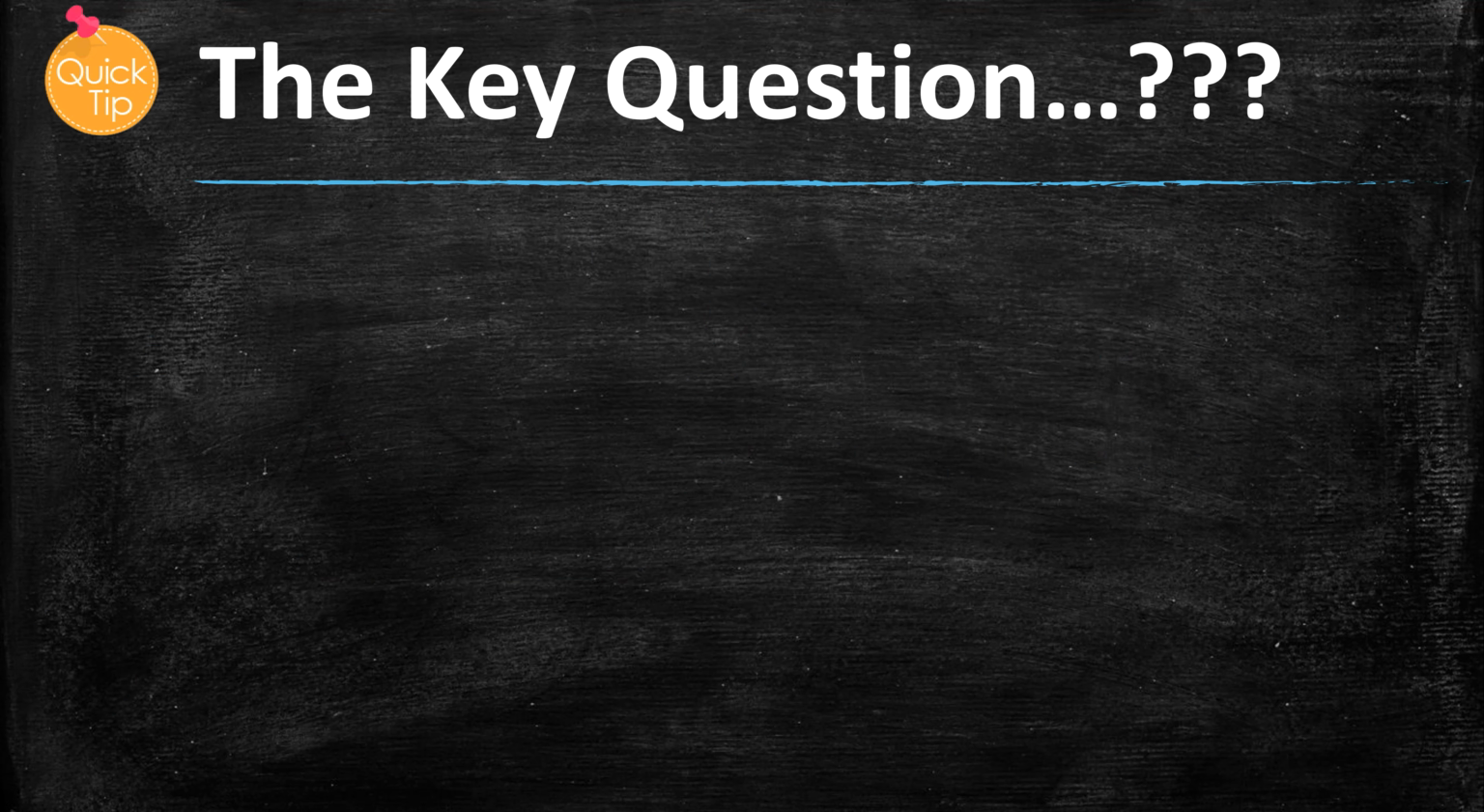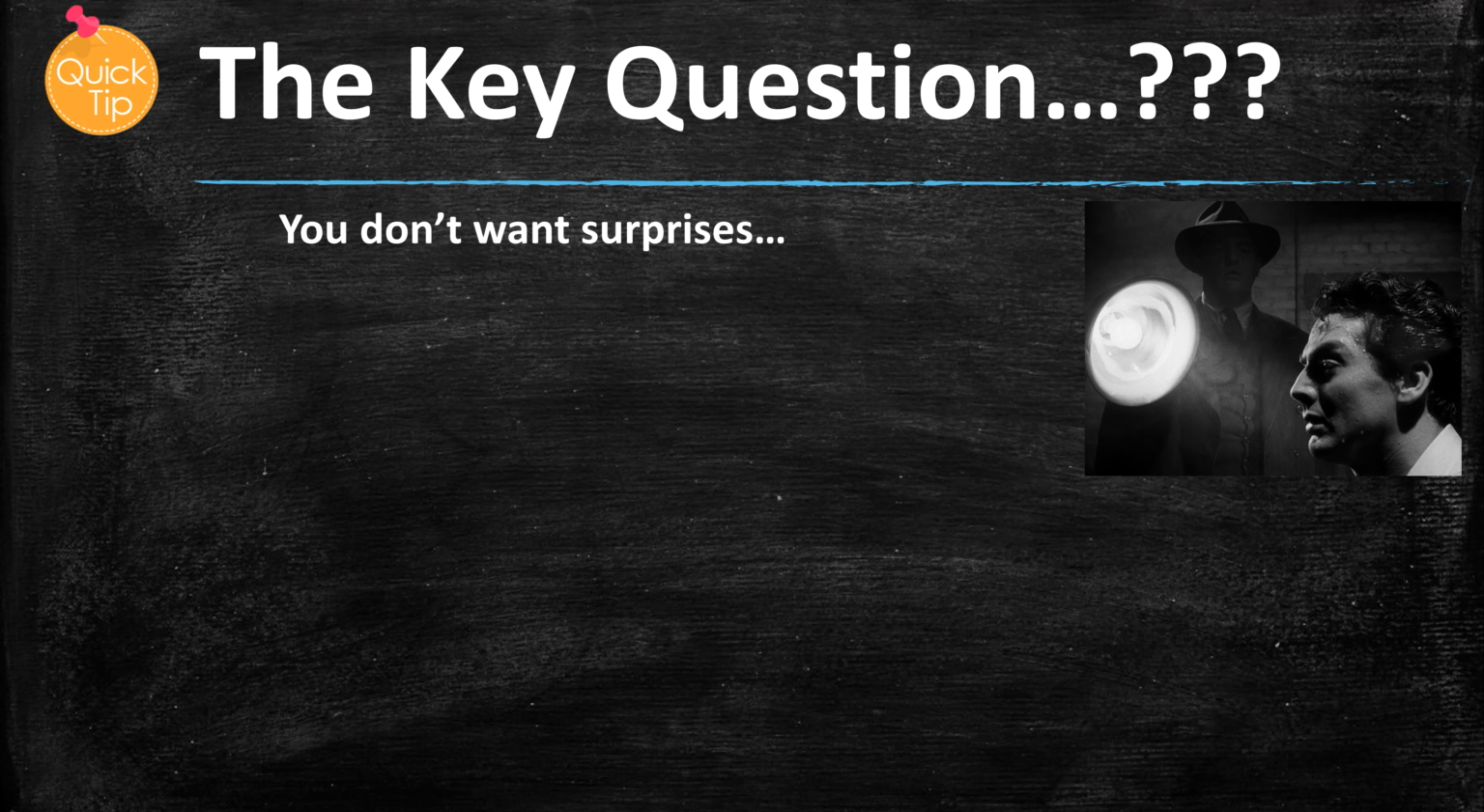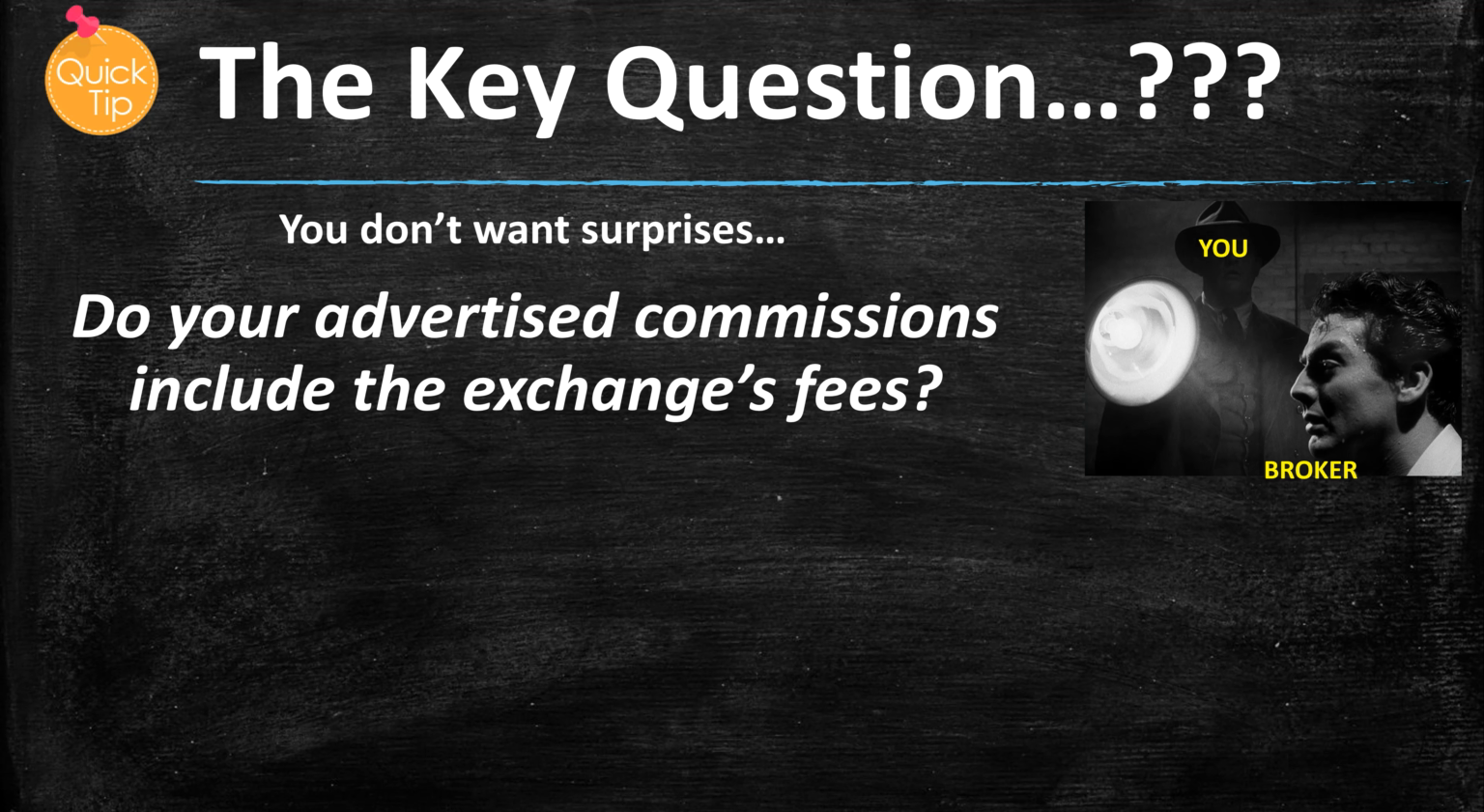Now, the key question that you need to be asking, because you don't want any surprises. So I want you to envision it like this. That is you. There is the broker. So this is the question you need to be asking them, preferably under a hot spotlight. If you can arrange that, then that would be the most ideal situation. Find a dark room, dark and dreary, get the spotlight, and just get them pretty nervous, and then you ask them this question. Do your advertised commissions include the exchange's fees?